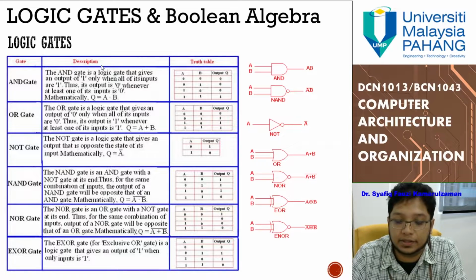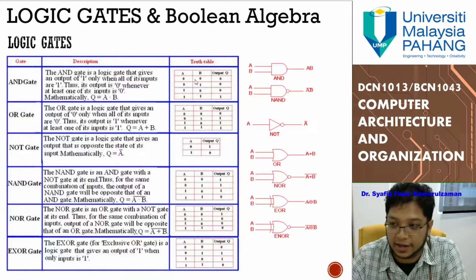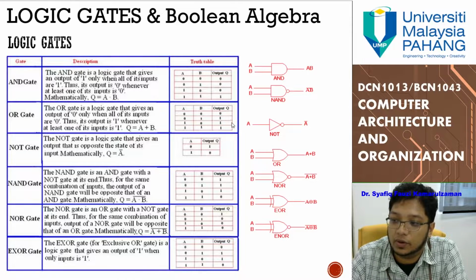The AND gate basically works like this: when any input is 0, the answer will always be 0. If the input has a 0 inside it, the output will always be 0. So this is an AND gate, and the symbol of the AND gate looks like this. For the OR gate, if any of the inputs is 1, the answer will always be 1. If you have two inputs, if either of the inputs is 1, the answer is 1. If both are 1, the answer is also 1.